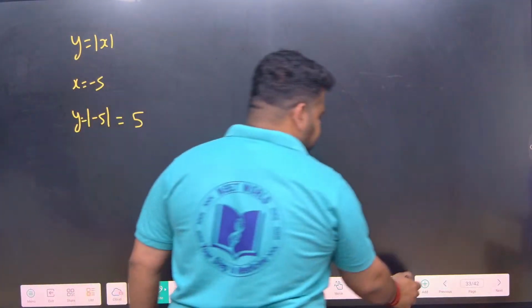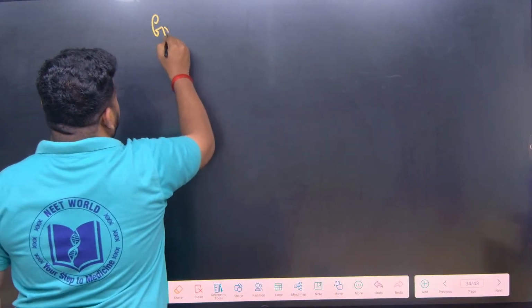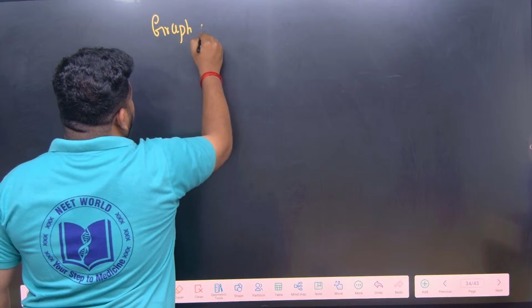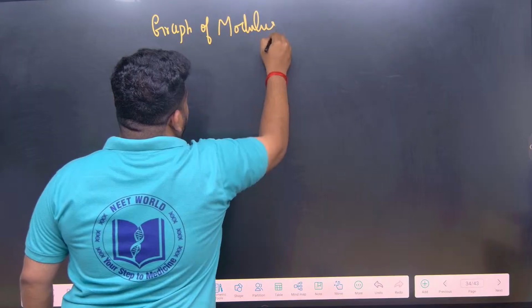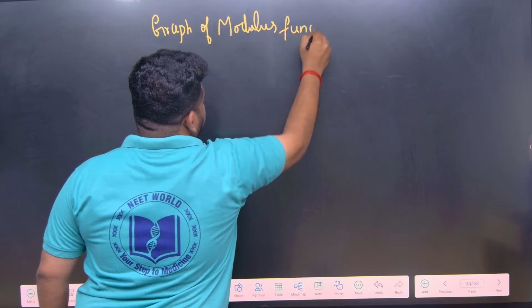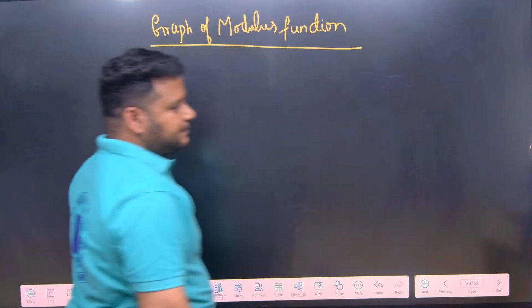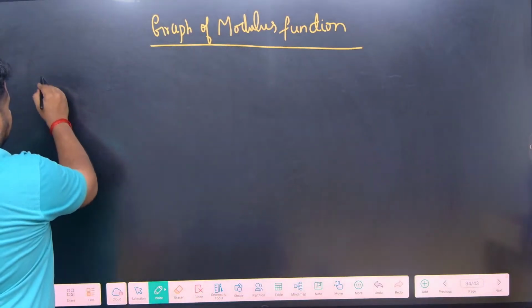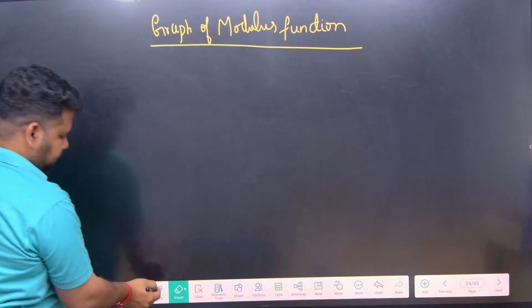Now let us understand the modulus function graphically. The graph of a modulus function, if you take it. So see here, y is equal to what is it? We will take it as mod x.